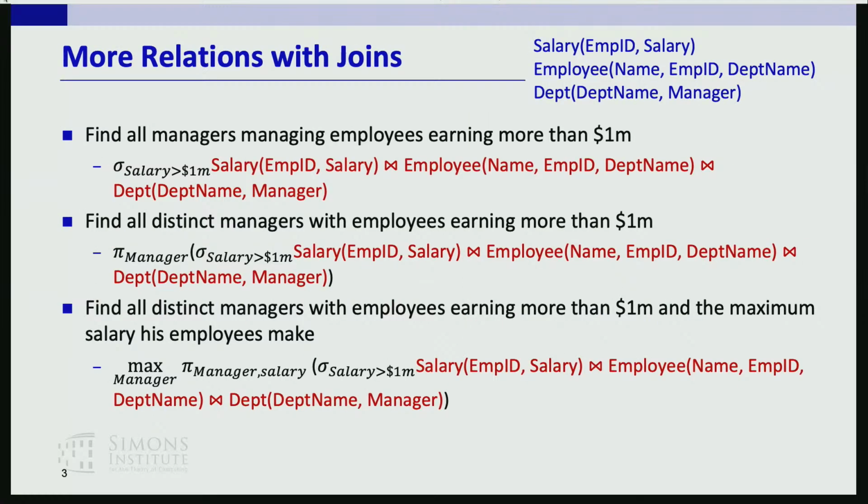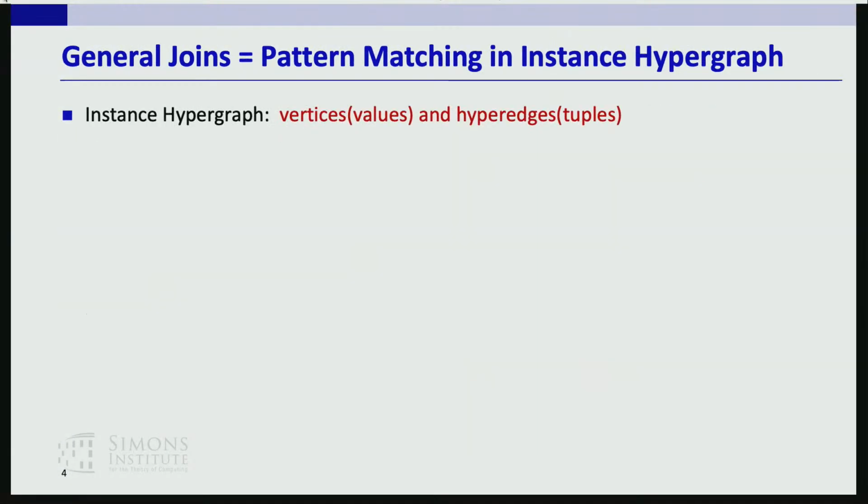When we have more relations involved, we can use the join operator together with some other operators such as selection, projection, or even aggregation to ask more complicated analytical queries. In these three queries, you can see that the core component is exactly the join. So what does a join query compute? It is essentially the pattern matching problem in the instance hypergraph.